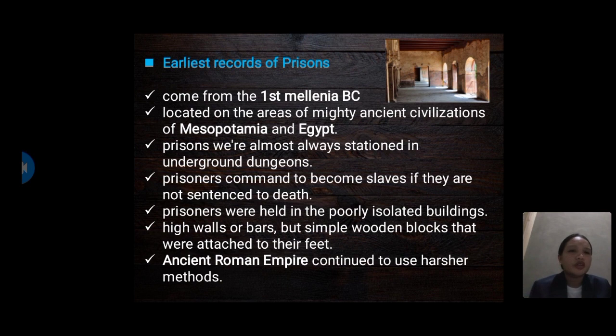So the earliest records for prisons come from the 1st millennium BC, located in the area of the mighty Asian civilization of Mesopotamia and Egypt. Prisons were almost always stationed in underground dungeons. Prisoners were made to become slaves if they were not sentenced to death. Prisoners were held in poorly isolated buildings, with high walls or bars, but simple wooden blocks attached to their feet. The ancient Roman Empire continued to use harsher methods before.